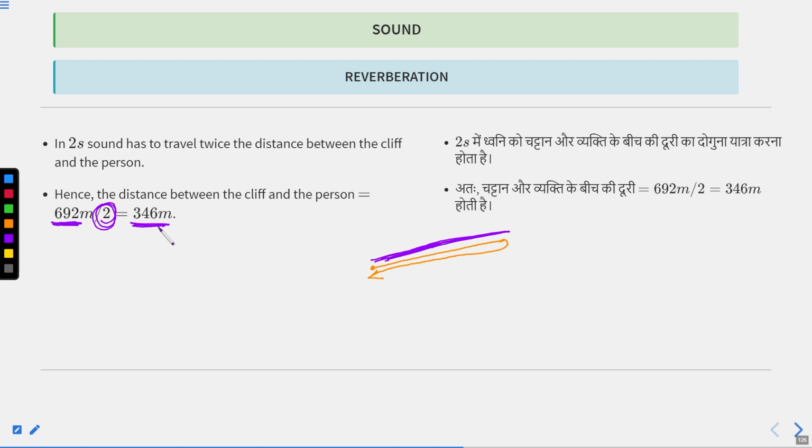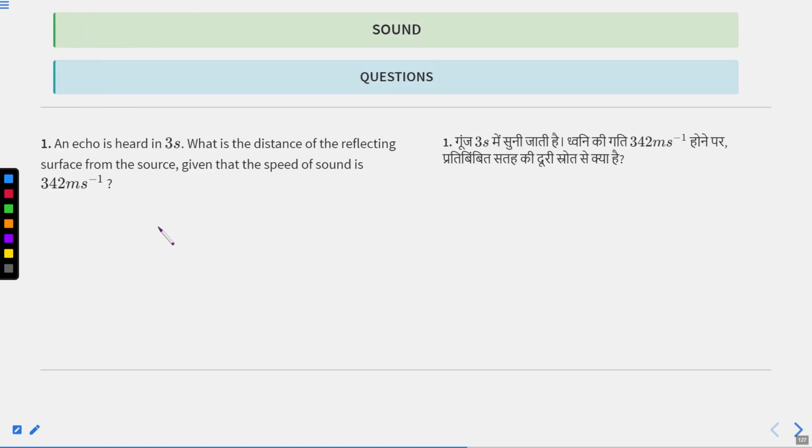Now let's move to reverberation. The next question is: an echo is heard in 3 seconds. Time period is 3 seconds. What is the distance of the reflecting surface from the source, given the speed of sound is 342 meters per second? An echo is heard after 3 seconds. It is the same as the previous question. We first calculated the distance, then we divided the distance by 2 because the distance will be half of the distance traveled by the sound.